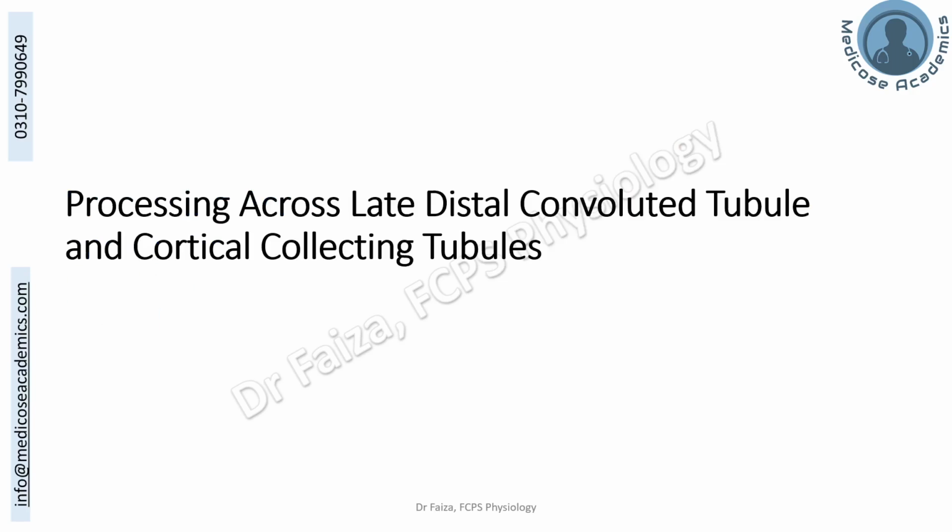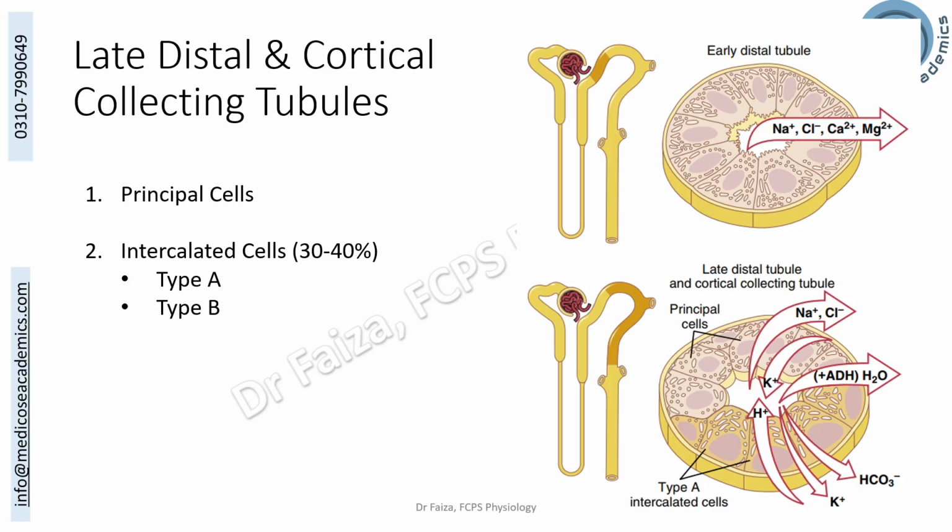Processing across the late distal tubule and cortical collecting tubules. They approximately behave similar to each other. Their tubular membrane has two types of cells, principal cells and intercalated cells, which further are of two types, type A and type B cells, but principal cells are more in number as compared to the intercalated cells.